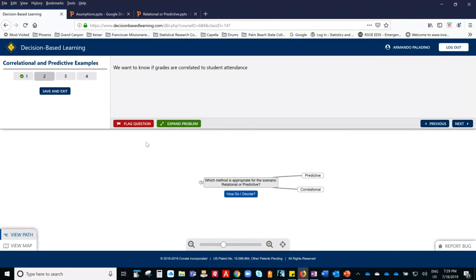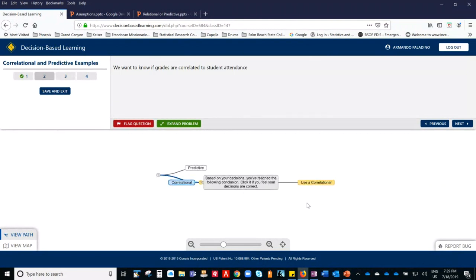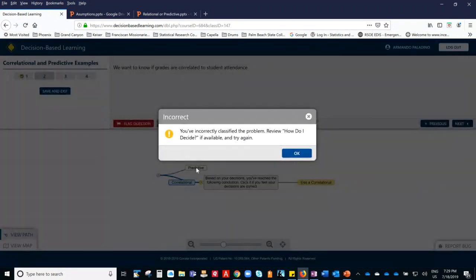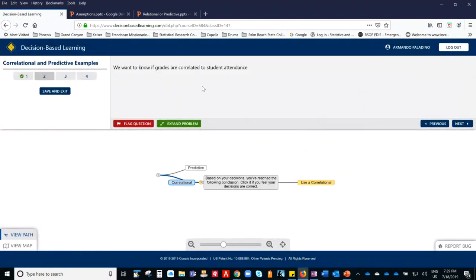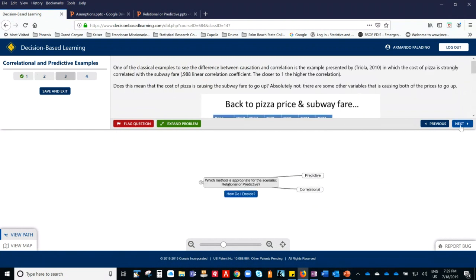A brave soul, please. Anybody? Correlational. It is correct, right? You use correlational. If we had used predictive, the system would tell me that it was incorrect. Because in this case, the key here is correlate. I don't want to know if I can predict. I just want to know if they are correlated. Okay, so let's go to the next problem.